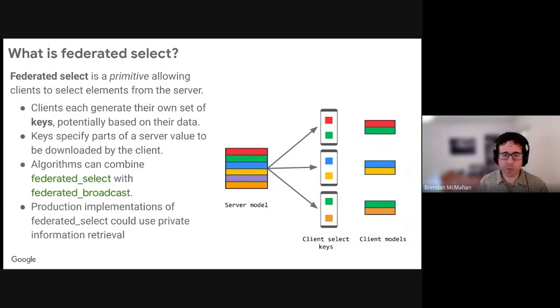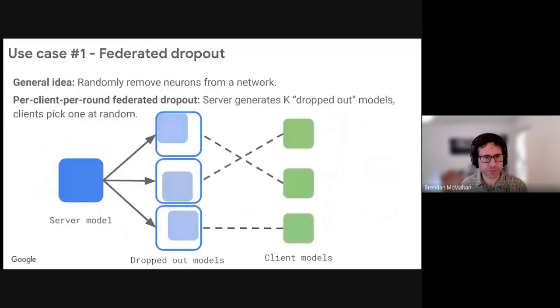This is a really useful primitive for a bunch of reasons. It's simple enough that it's reasonable to expect production federated learning infrastructure to implement this kind of primitive, but it also enables a wide array of different algorithmic approaches to exploiting sparsity. And it's also a primitive that is amenable to various privacy preserving implementations. In particular, federated select could be implemented using a private information retrieval technique that would prevent the server from learning which slices were downloaded by which clients.